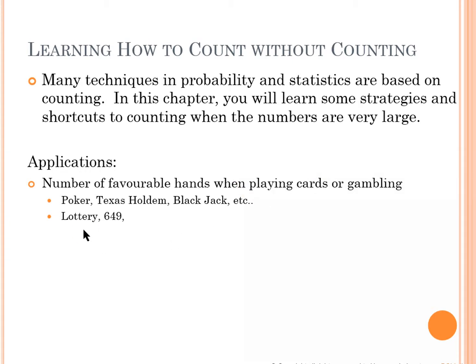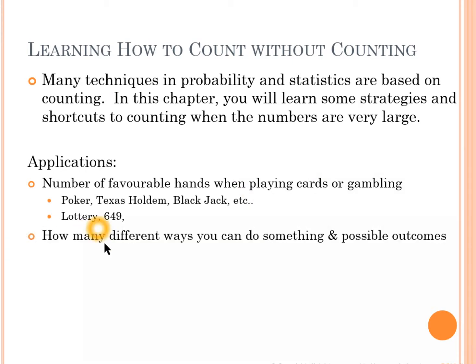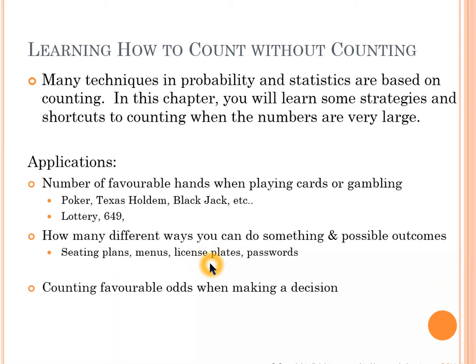We can also look at applications of the lottery. How many different ways can you do something and possible outcomes? Seating plans, menus, license plates, and passwords. So we'll definitely learn how to find all the different combinations for these applications. And we'll also look at some favorable odds when making a decision, which is directly related to probability.